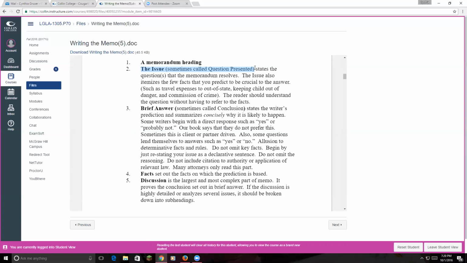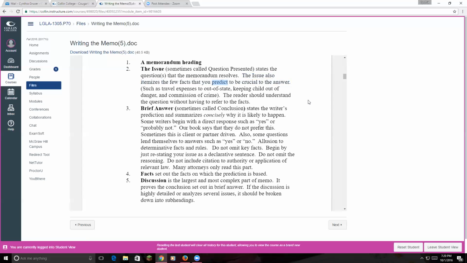But don't think you can only have one issue or there's some magic number of issues that you're always going to have. It's really going to turn upon the specifics. You can see here the issue also itemizes a few facts that you predict are going to be crucial to the answer. Now let's stop and use the word predict.